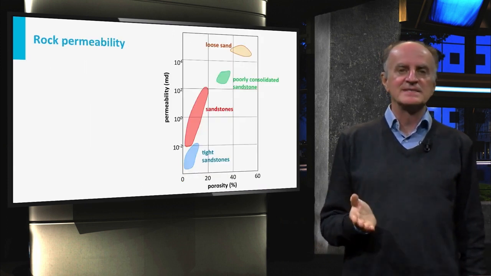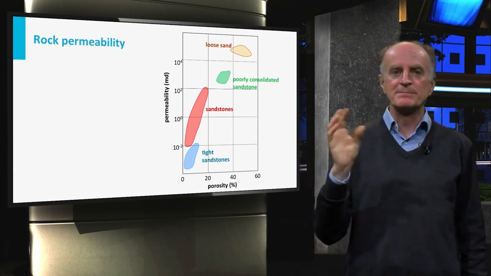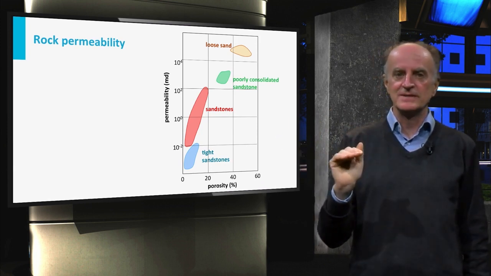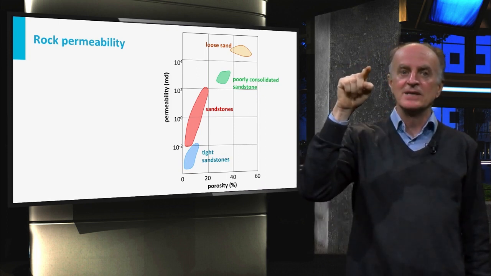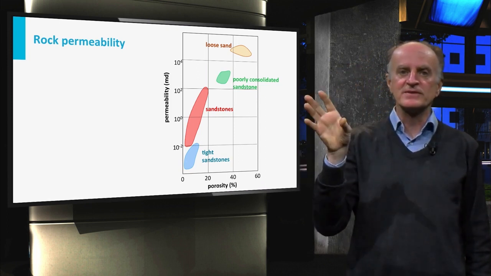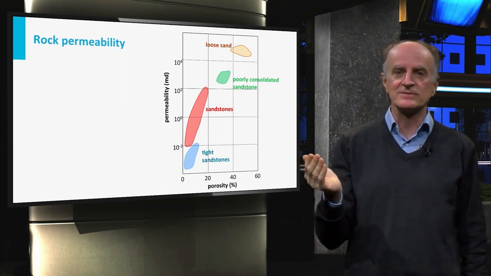Permeability is defined as the ability of a fluid to flow through a body of rock. Predicting permeability values is not easy. If we look at the vertical axis of the plot in the slide, you see that permeabilities of different types of sands vary up to 10 orders of magnitude.